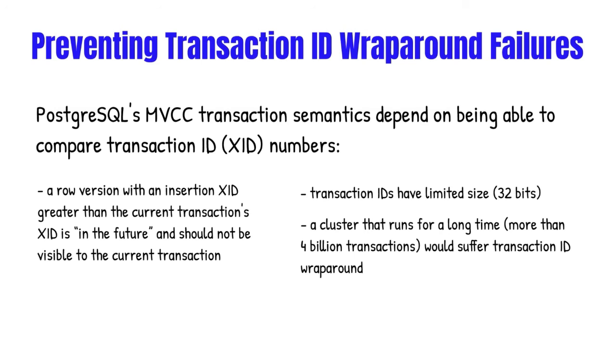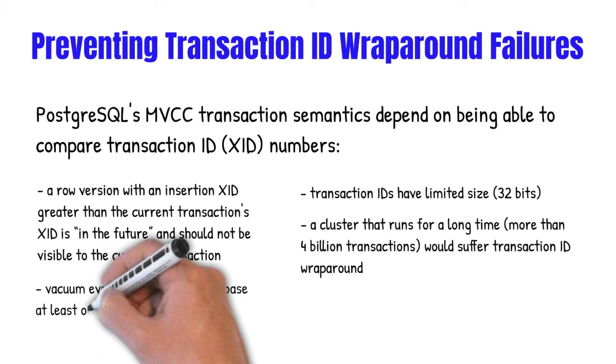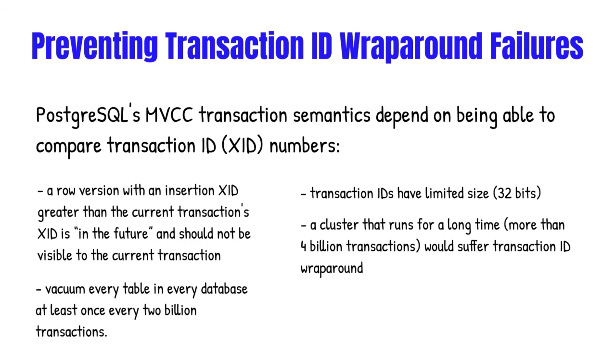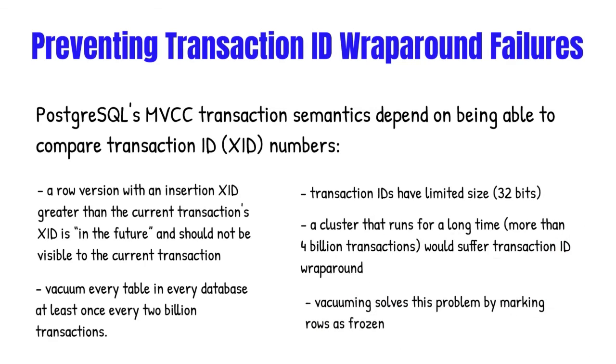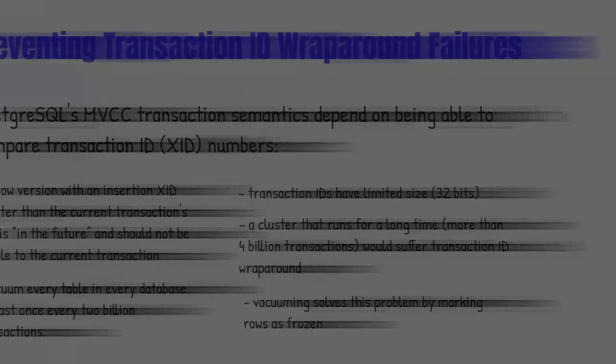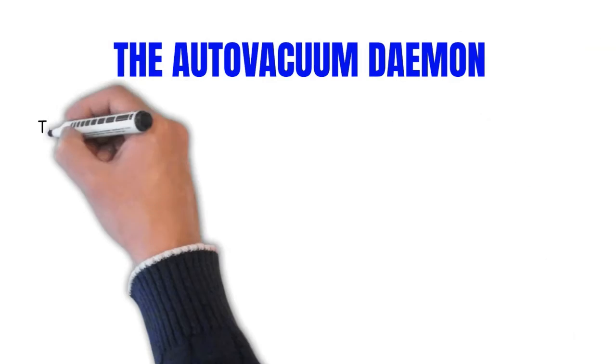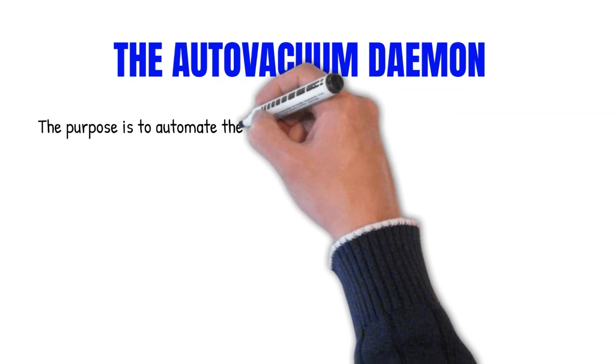So to avoid this, it is necessary to vacuum every table in the database at least every 2 billion transactions. Periodic vacuuming solves this problem by marking rows as frozen, indicating that they were inserted by a transaction that committed sufficiently in the past that the effects of the inserting transaction are certain to be visible to all current and future transactions. So in previous lectures, you'd have an idea what the auto vacuum daemon does.